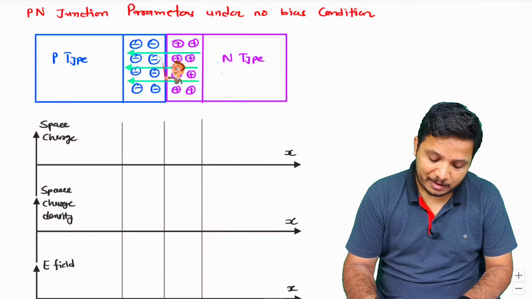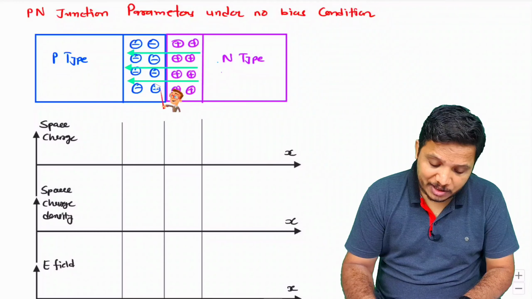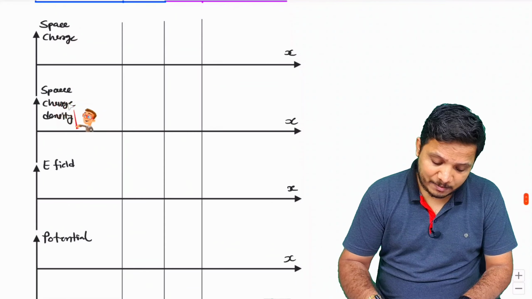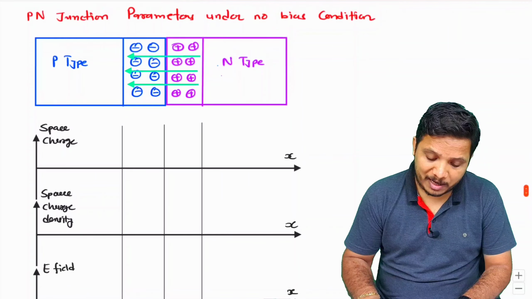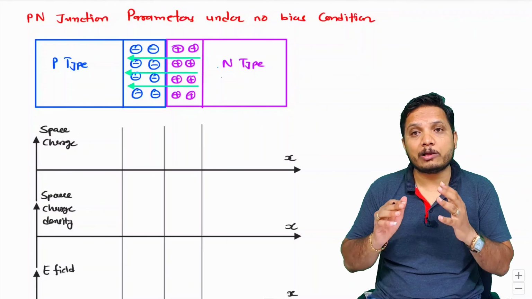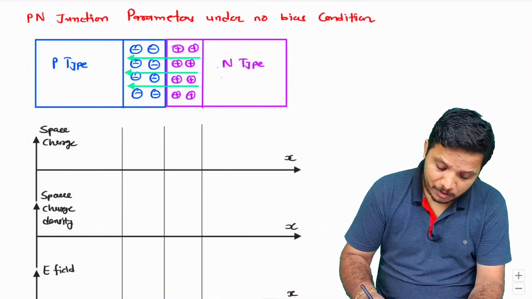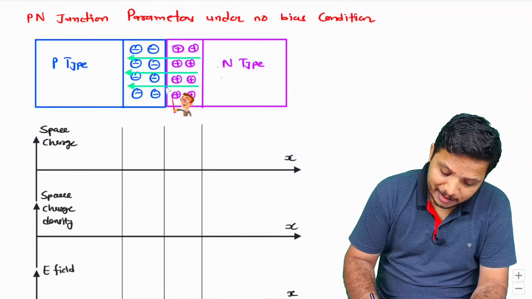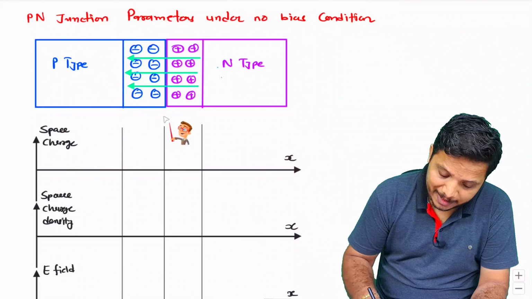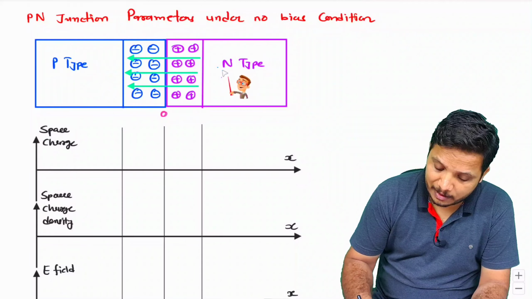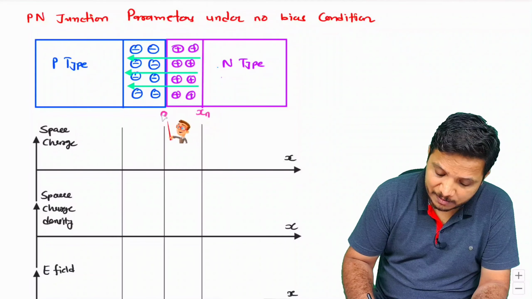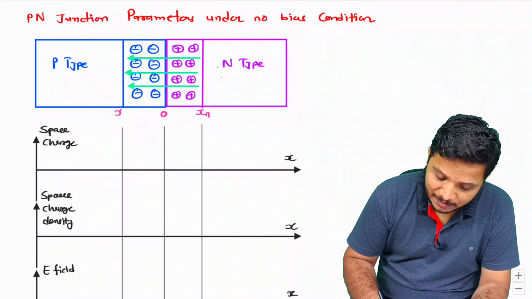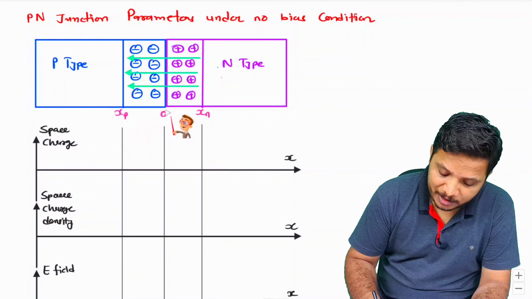Right. Now with this depletion region, we are going to see different parameters like space charge, space charge density, electric field and potential. I'll show you how all those parameters look, and I'll explain how to calculate them. First of all, at this junction I'll consider X as 0, which is the reference. On the N-type side, I'll consider Xn, the width of the depletion region with respect to the center, and Xp, the width of the depletion region on the P side with respect to the center.